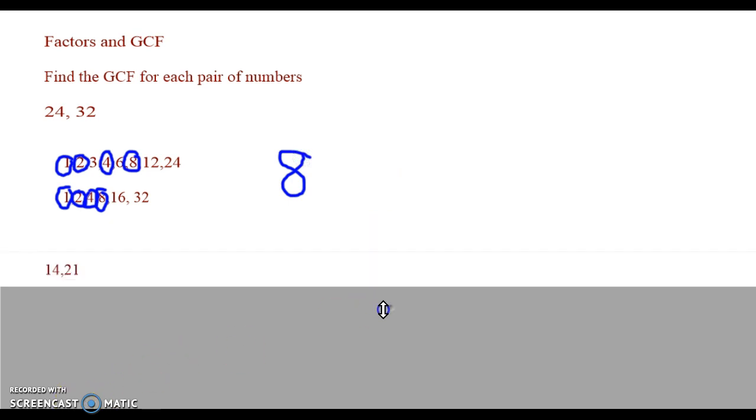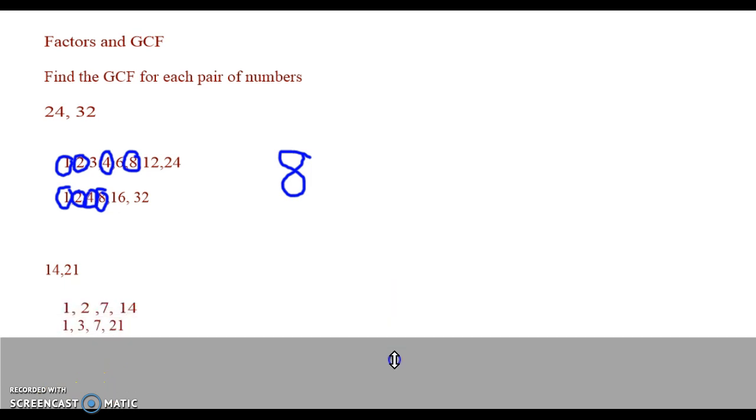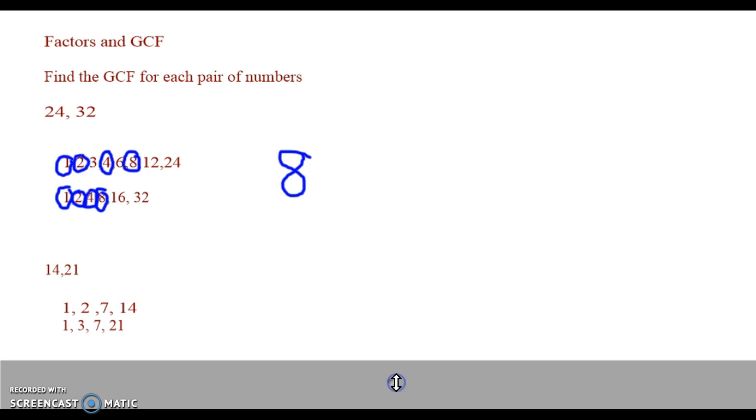Good, let's try another one. So looking at 14 and 21, go ahead and pause the video and start by listing out your factors of 14 and 21. Okay, so you should have gotten the following list of numbers. The factors of 14 are 1, 2, 7, and 14. And the factors of 21 are 1, 3, 7, and 21. So you're going to start by circling the factors they have in common. They both have a 1 in common.